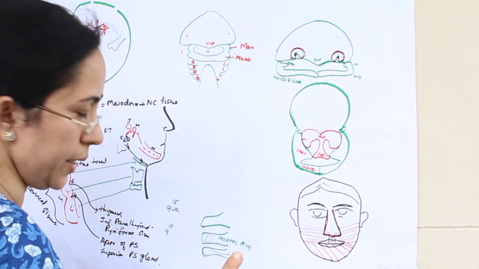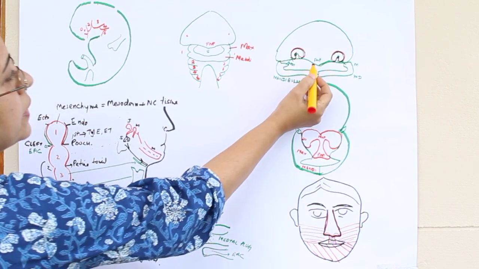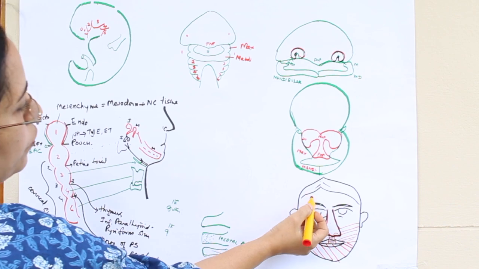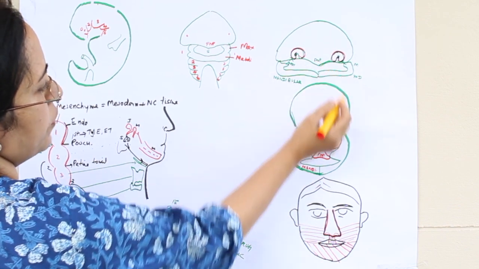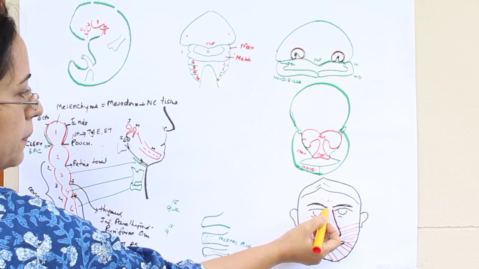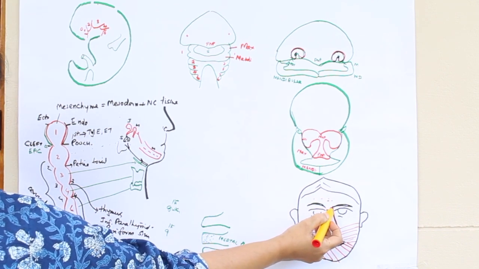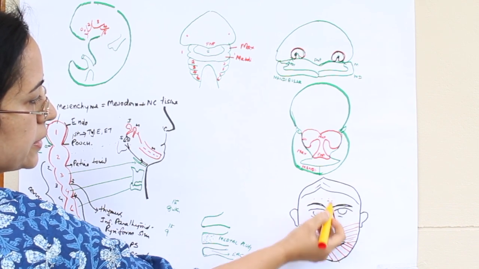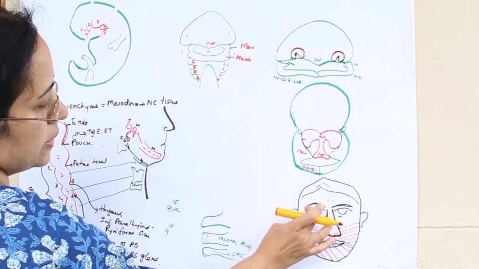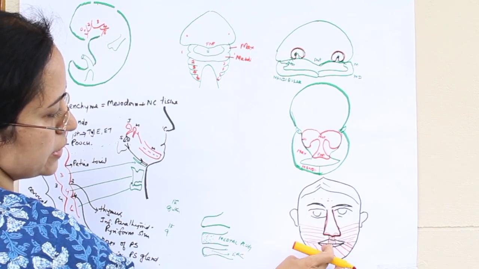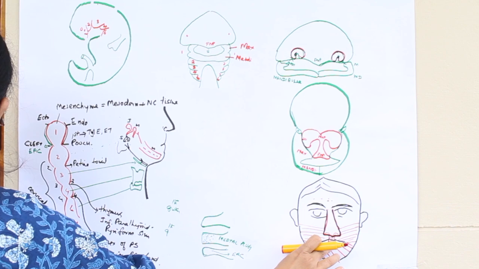So coming again, what happens is, from the frontonasal process comes the forehead. This frontonasal process forms the forehead along with the bridge of nose and medial and lateral nasal prominences and the philtrum. This part is formed from the frontonasal process. Forehead, bridge of nose, medial and lateral nasal process and the philtrum of nose.